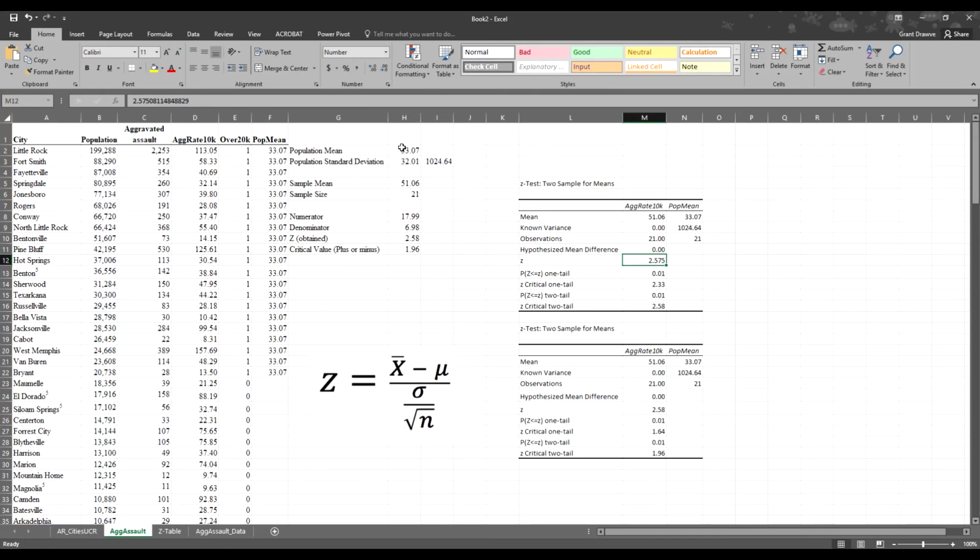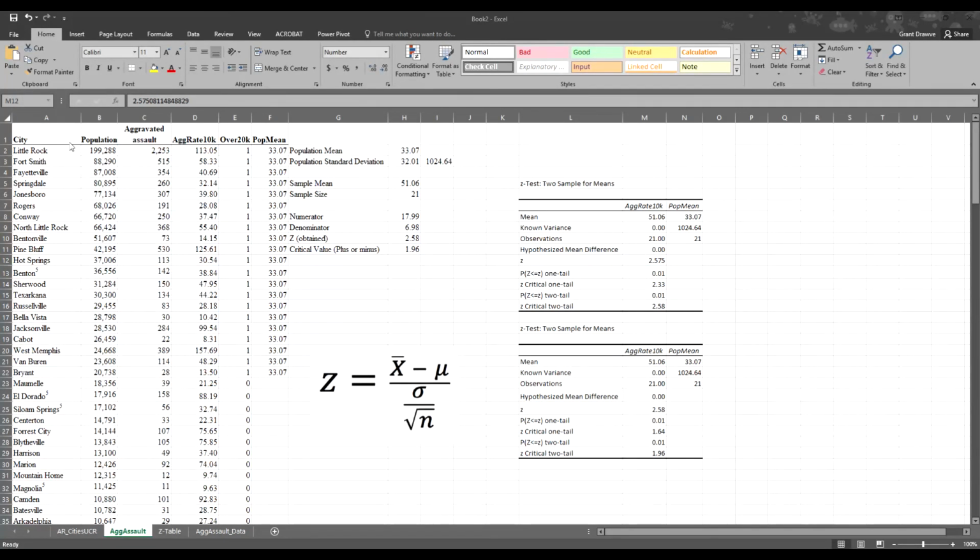So our critical value here of 2.58 is greater than our obtained value of 2.575 within that. So at the 95% level, with 5% probability that the difference is by random chance, we can reject the null hypothesis and conclude that the mean ag assault rate per 10,000 residents for the Arkansas cities is significantly different than the population mean ag assault rate per 10,000. When we change that to reduce our type 1 error, we do see a change in the interpretation, to where we fail to reject at the 99% confidence level.